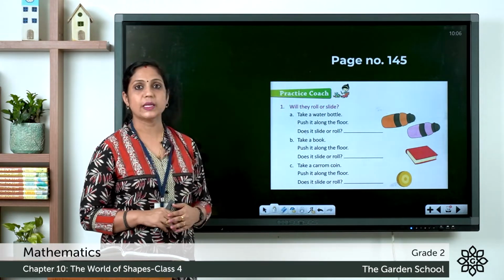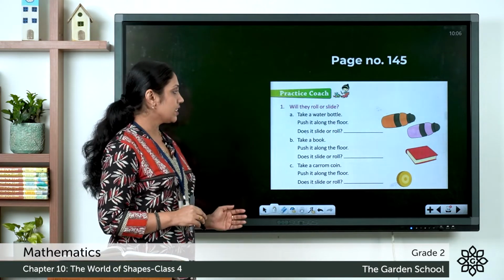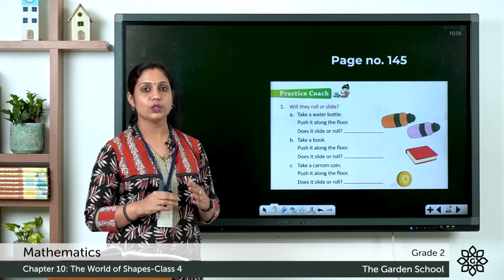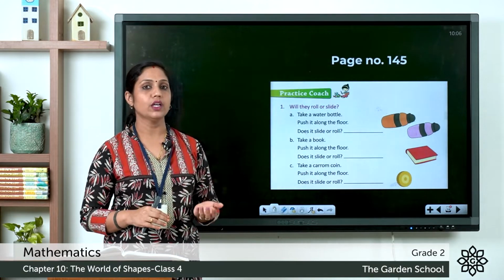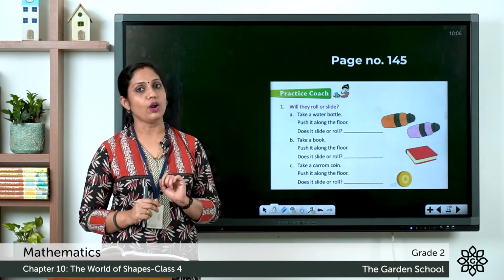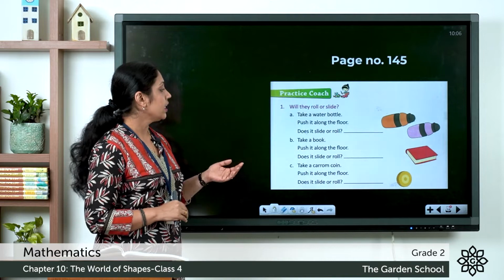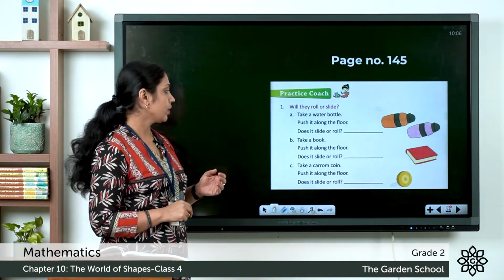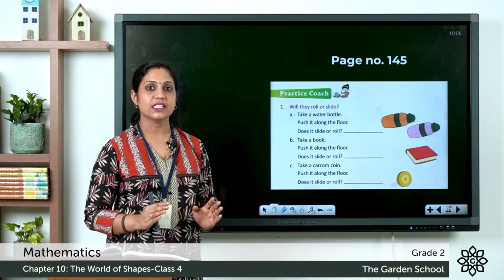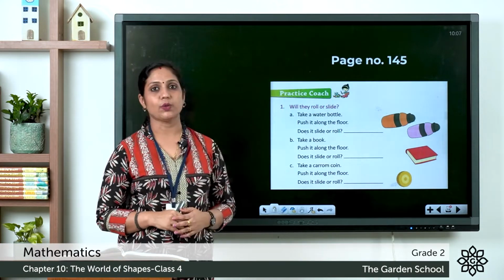Now look at the question B. Take a book, push it along the floor. Does it slide or roll? So do this activity. Take a book, push it along the floor and find out whether a book will slide or roll. Now the third one, that is C question. Take a carom coin, push it along the floor. Does it slide or roll? So find out this and write it here in the space provided.